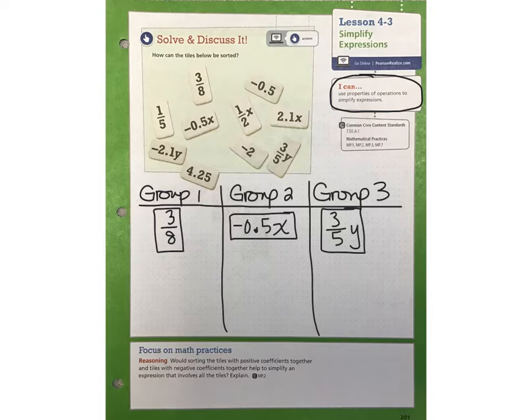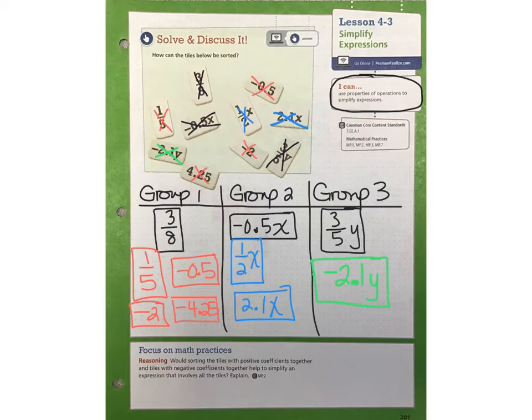Now see if you can place the other tiles from the ones above in that picture. So we've used the 3/8, we've used the -5/10 x, and we used the 3/5 y. Can you place those other tiles in a group so that each group has something in common? Try that and then come back and check your answer. Take a look at each group. Can you determine what I used in terms of sorting? So what does each group have in common?